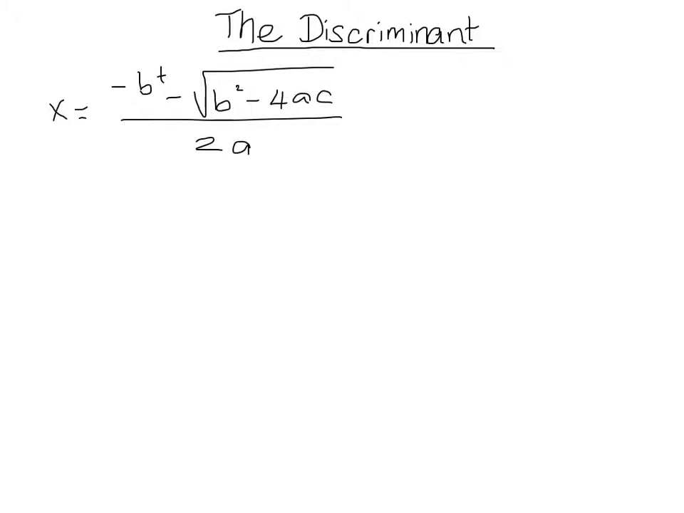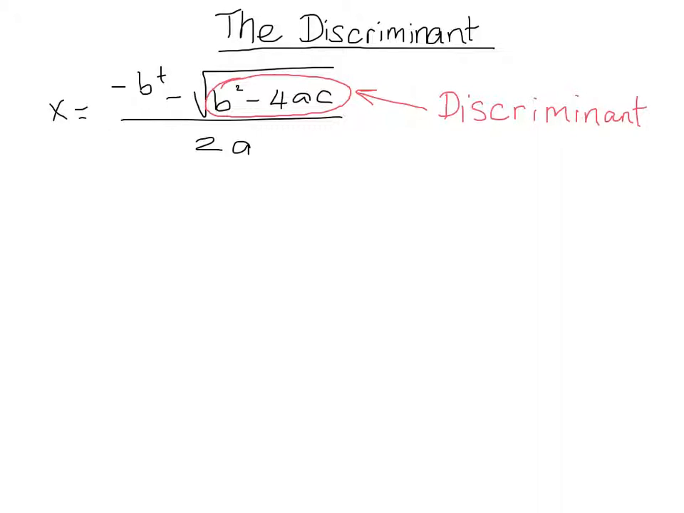All right, so now we're going to talk specifically about a part of this quadratic formula. And the part that we're going to talk about is called the discriminant. And it's just this little part right here. It's important because it tells you quite a bit of information about a quadratic equation. So, discriminant.